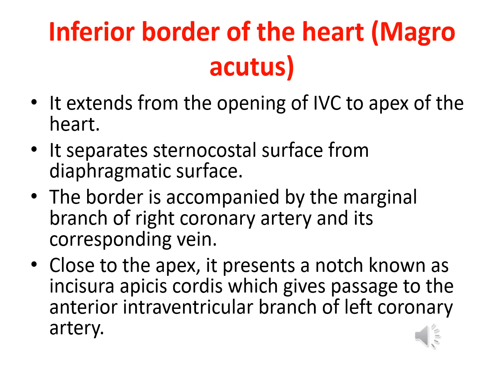Next, the inferior border of the heart. It extends from the opening of the inferior vena cava to the apex of the heart. It separates the sternocostal surface from the diaphragmatic surface. The border is accompanied by the marginal branch of the right coronary artery and its corresponding vein. Close to the apex, it presents a notch known as incisura apicis cordis, which gives passage to the anterior interventricular branch of the left coronary artery.